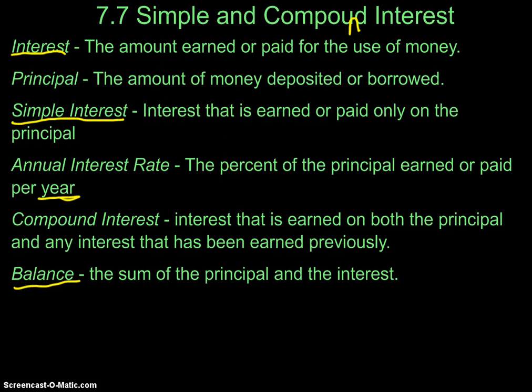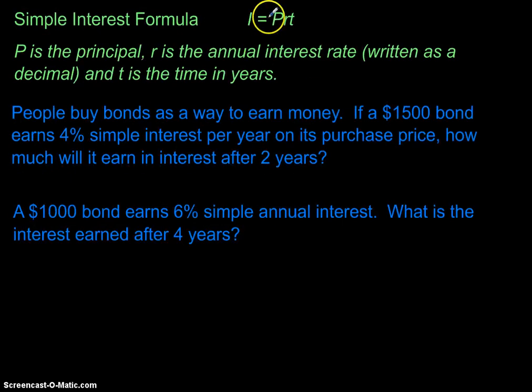So that's balance. Okay? Our first formula we're looking at today is this one, a simple interest formula. The I is interest, simple interest. P is, capital P is principal. You'll see that here. Little r is interest rate or the annual interest rate, and little t is time. Okay, so what we want to do is we want to just set these up. These are very simple problems. We're just going to figure out the simple interest.